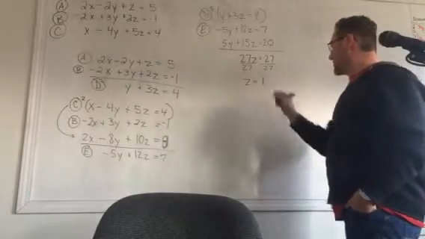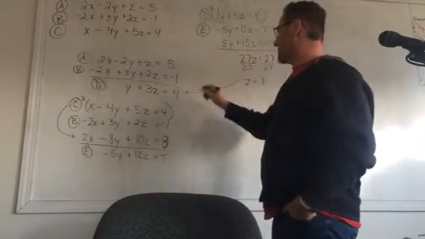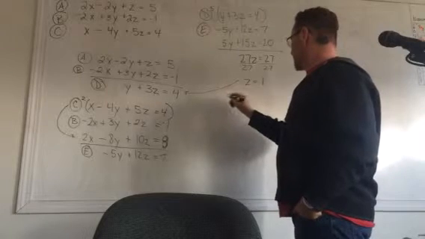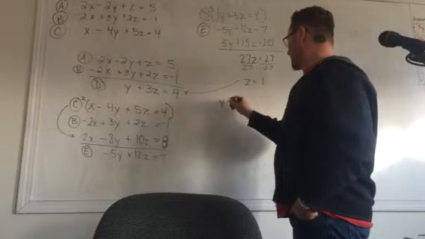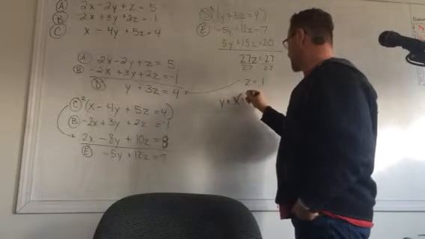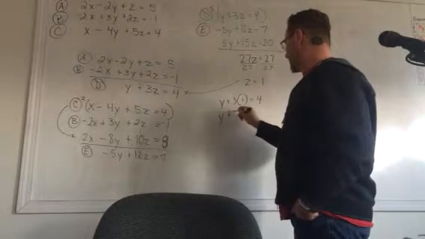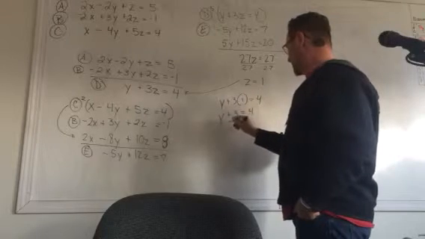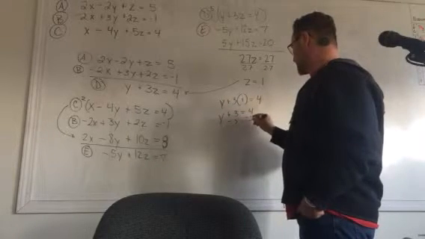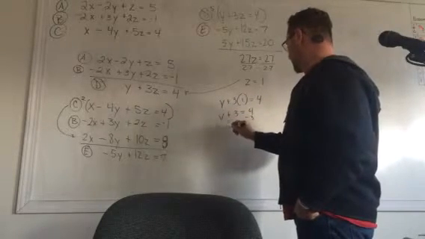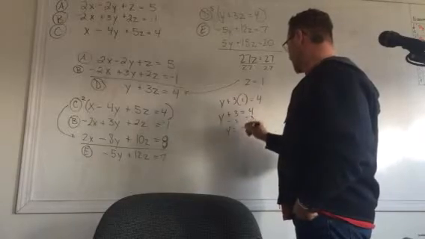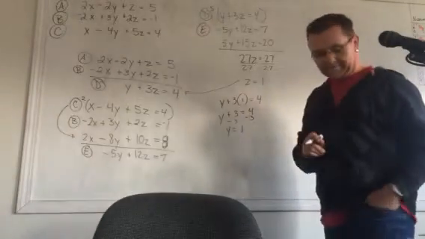Now I can plug that z into that equation. So y plus 3 times 1 equals 4. y plus 3 equals 4. Subtract 3, subtract 3. y is also equal to 1.